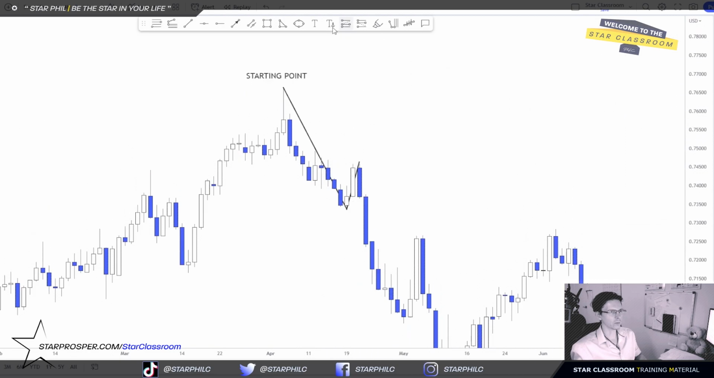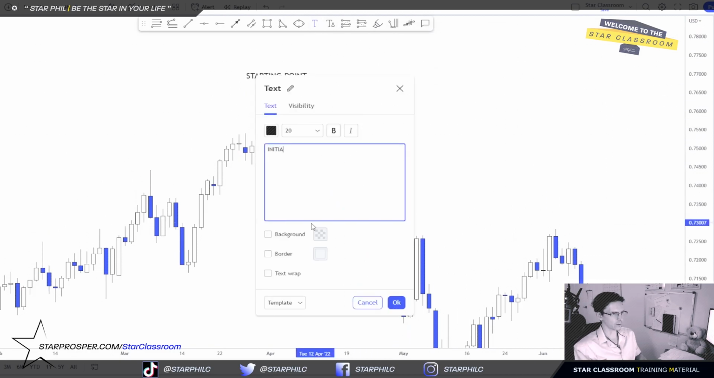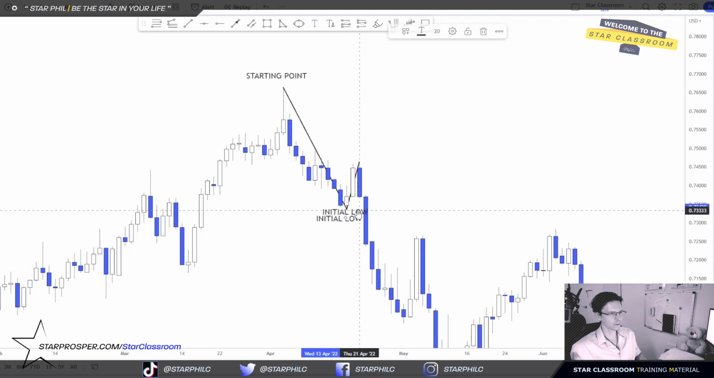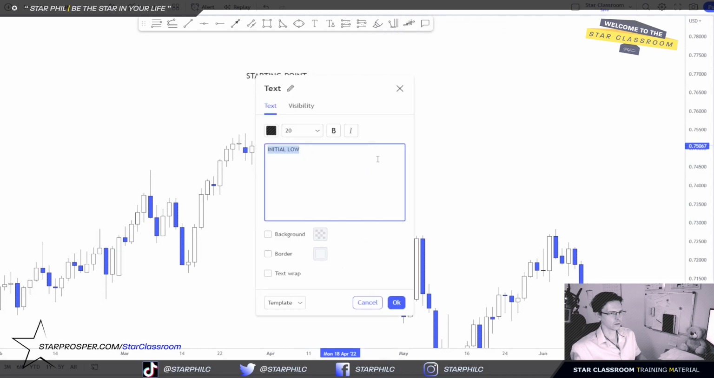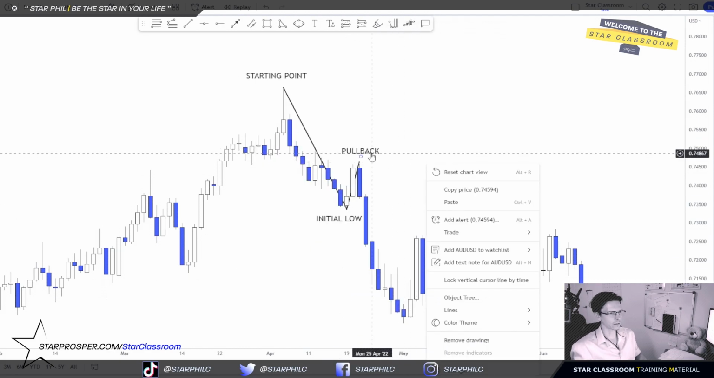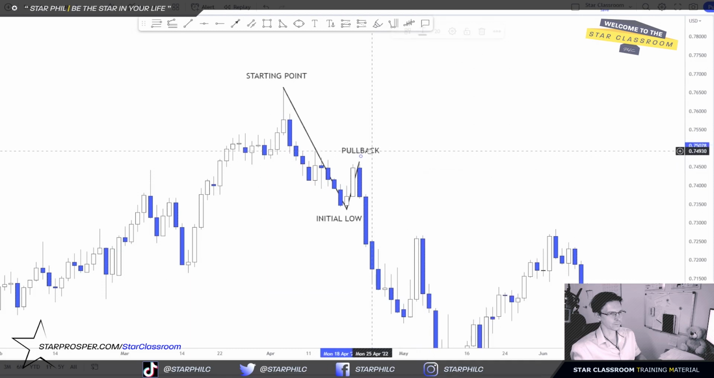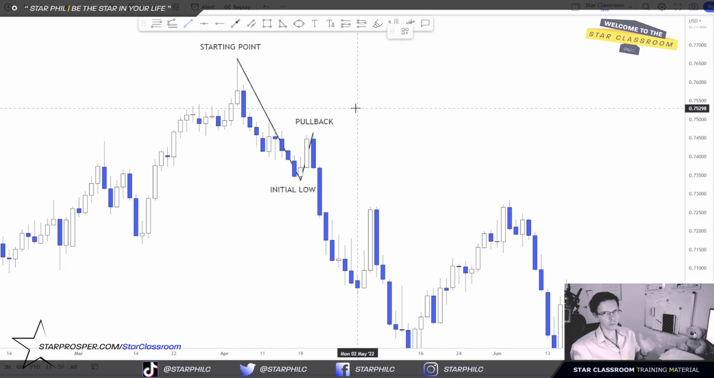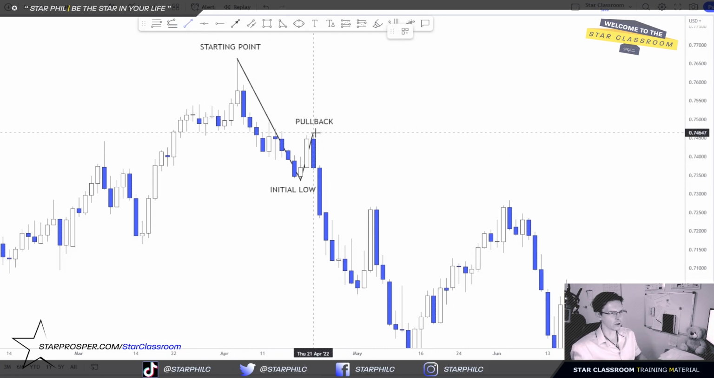Just zoom in a little bit more. So we have an initial low. So copy and paste this, it'll be a bit easier that way. And then we have a pullback, like this. So what do we need from here? We need another low, don't we?